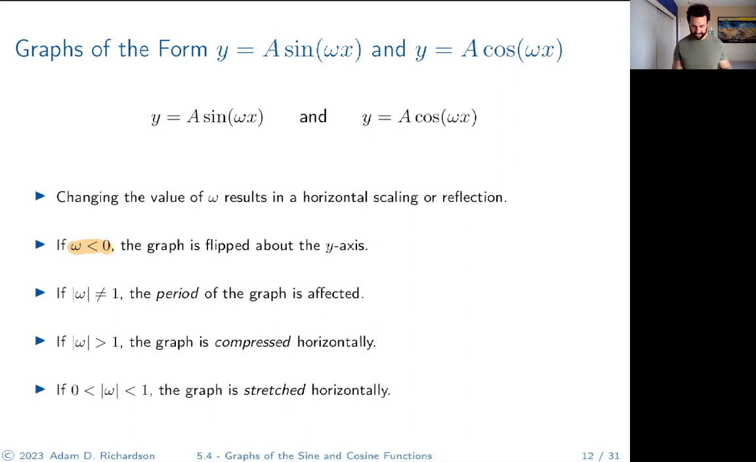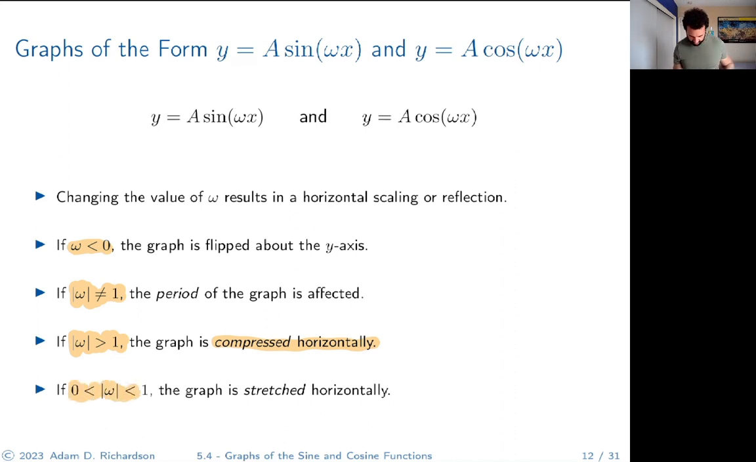If the size of omega is not 1, then the period of your graph is affected. It's basically going to have you go through the graph faster or slower. Same thing I talked about last time, now applied to these graphs. So if the size of omega is bigger than 1, the graph is compressed horizontally because we're going through the unit circle faster, round and around and around faster.